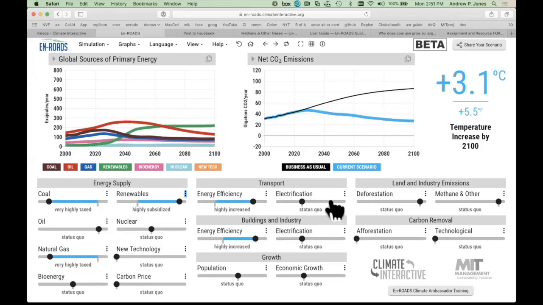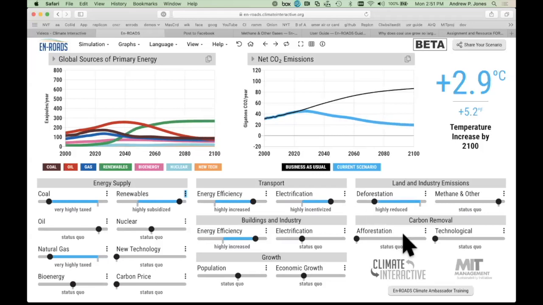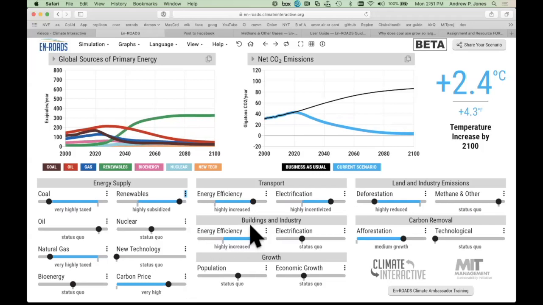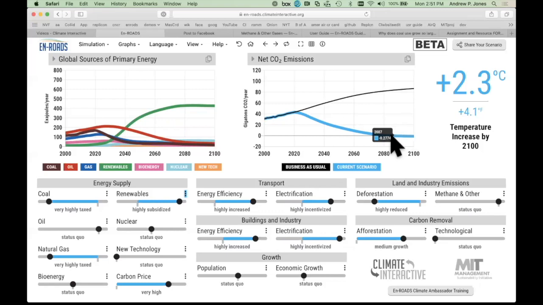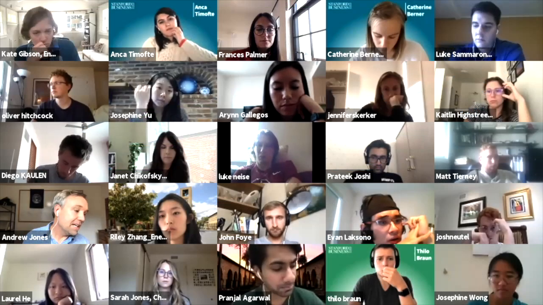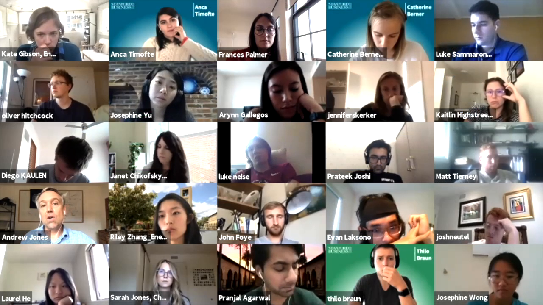We would need more energy efficiency. We'd need to electrify. We would need to grow some trees. We would probably need a big old carbon price. Oh, we're almost net zero. What are we going to do? We're going to electrify some more. And there we are, net zero in 2082. So explore net zero if you like. That's another framing that's particularly interesting or helpful.